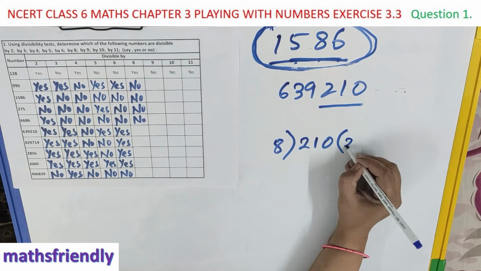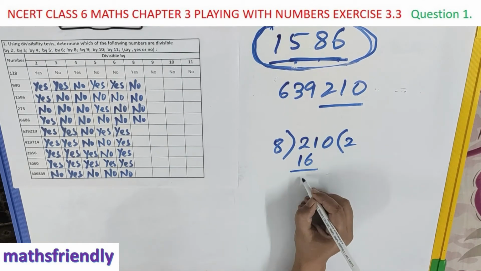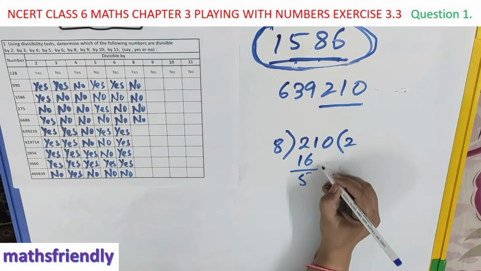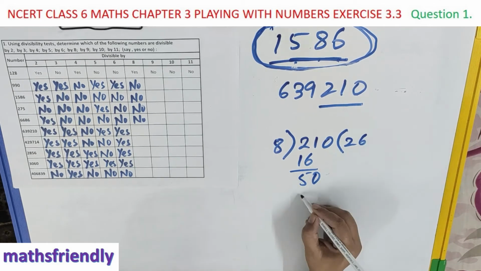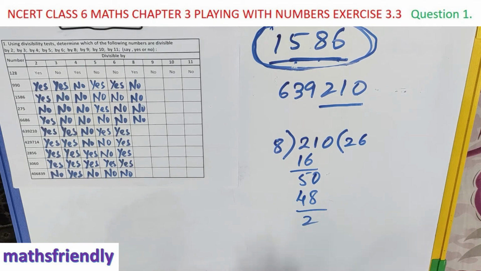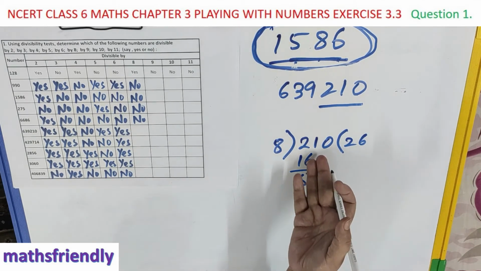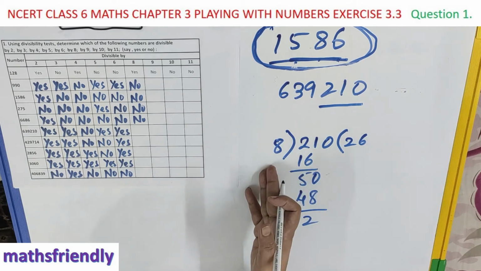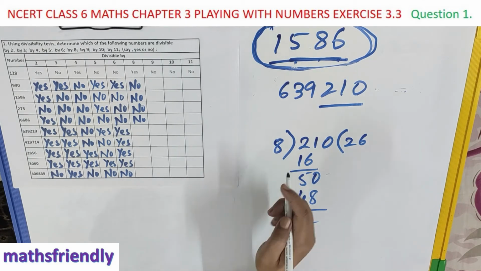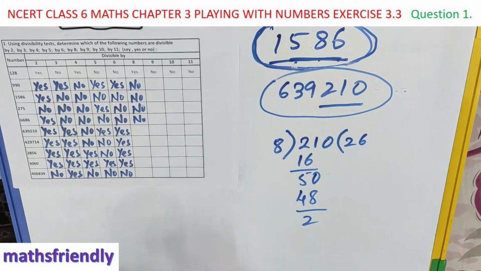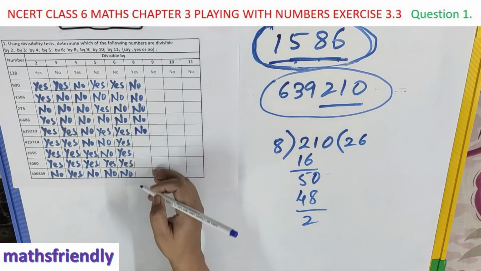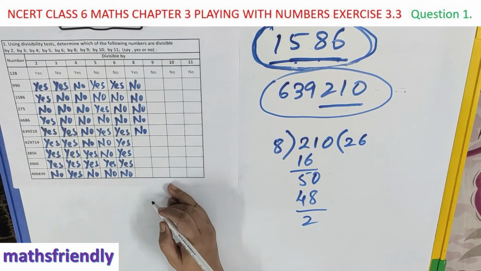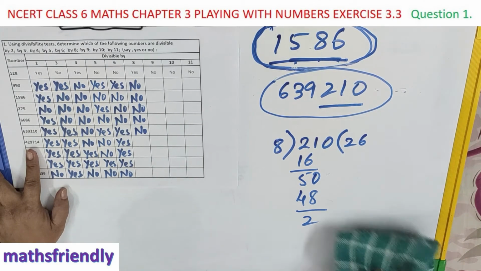So let's do it. 8 twos are 16, 5 is the remainder, see 0 comes down. Now 8 sixes are 48, 2 is the remainder. So 2 is the remainder. It means this number 210 is not divisible by 8. So we can say that this large number is also not divisible by 8. Okay, so we will write no. Okay, now comes this number.